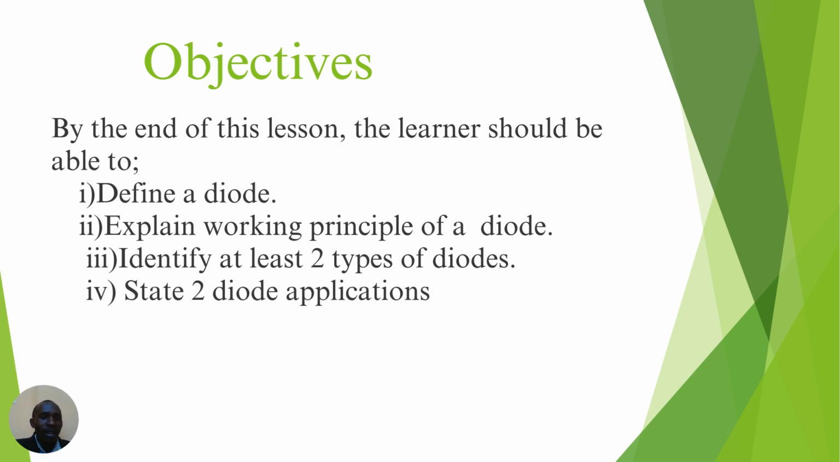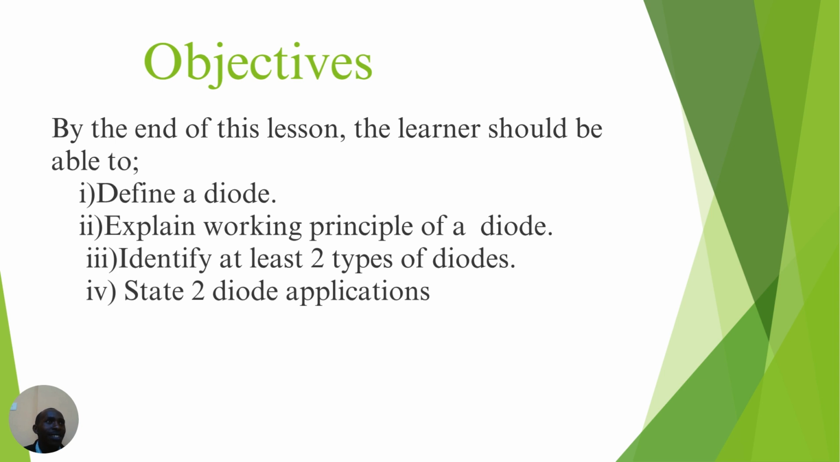So the objectives by the end of this lesson, the learner should be able to, number one, define a diode. You must be able to define what's a diode and explain the working principle of a diode. You explain how the diode works and identify at least three types of diodes. You can identify as much as you can, but for now, by the end of this class, you must be able to state at least two types.